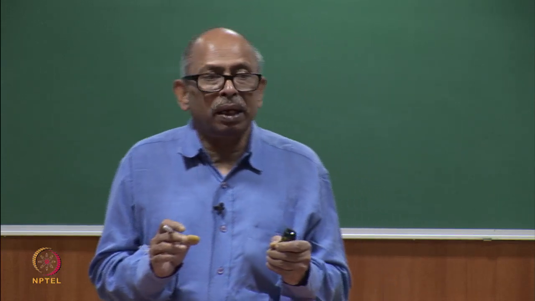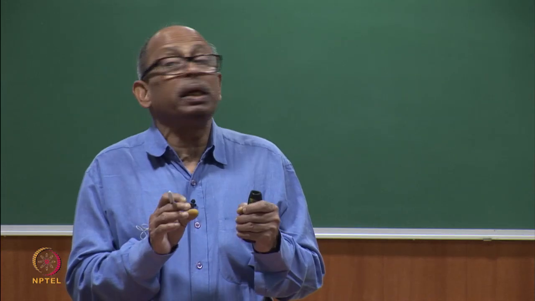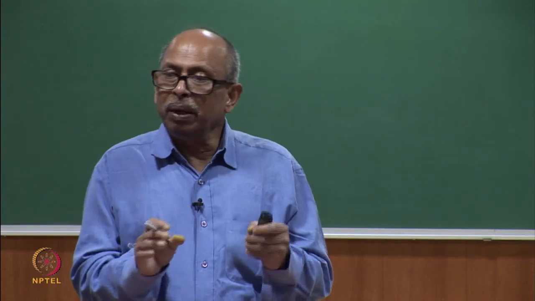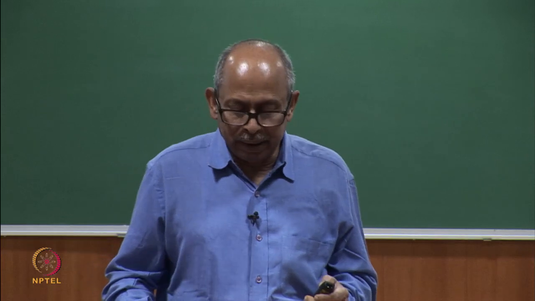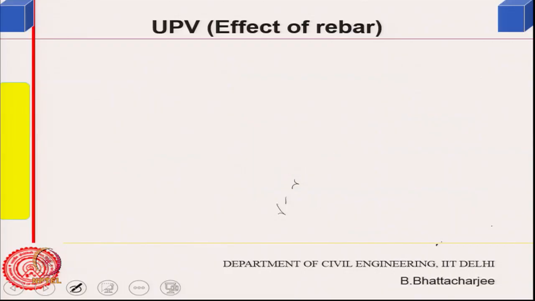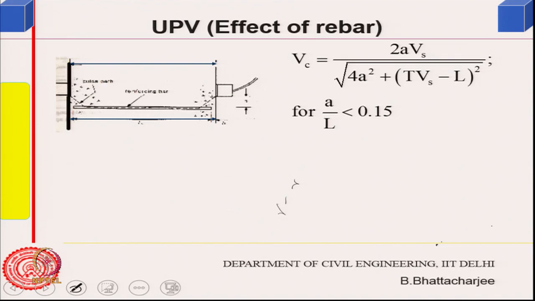So, first you do the ultrasonic pulse velocity test, and if you find the concrete is sufficiently sound in the core, then you can develop a rebound hammer correlation to predict strength. So, that is the idea. The rebar effect is important. If the rebar is along the direction, then you need some corrections, because the pulse will travel through it. So, velocity in steel then becomes important, and correction is needed.